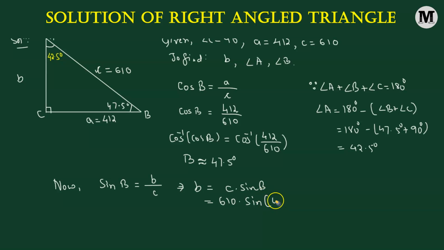So B came out as 47.5 degrees. So we are going to plug this into a calculator that is going to give us the value of b. We can get 449.7, or we can say approximately 450. So that is going to be the length of the side b. So b came out as 450 approximately.